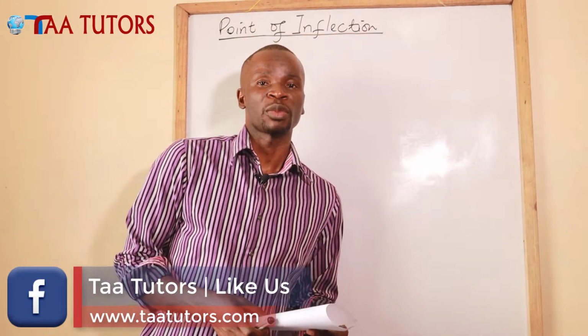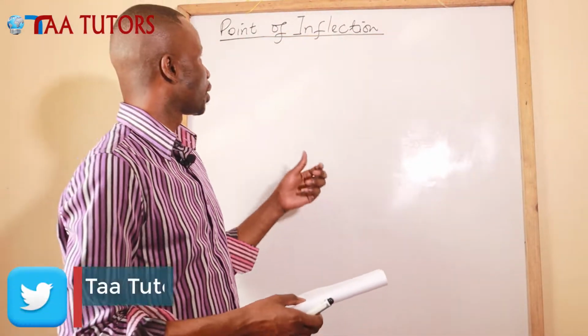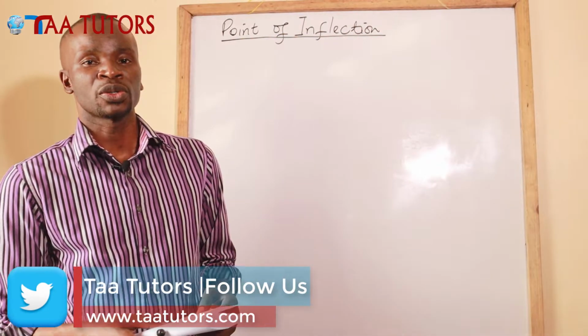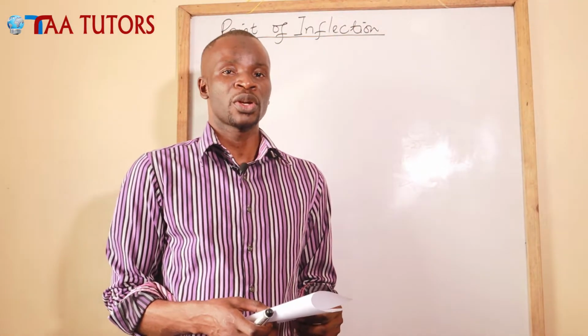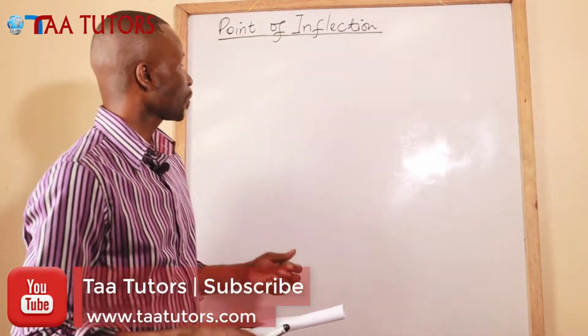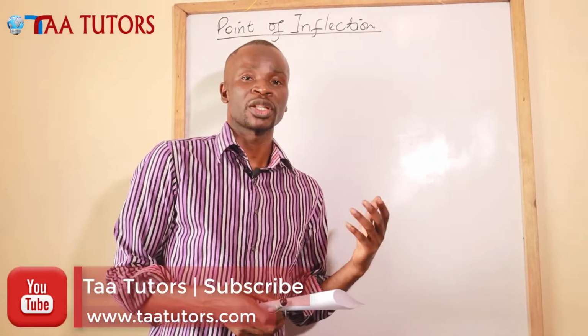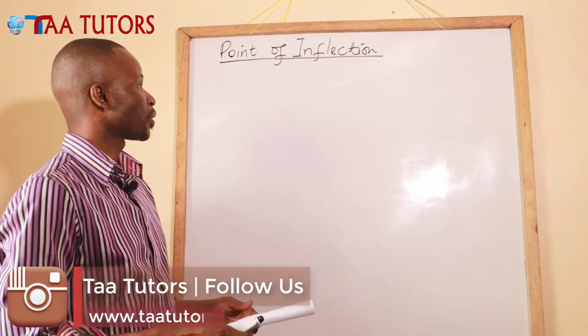You remember last time in our mathematics class we were talking about differentiation. Today we are talking about part of differentiation, that is how to determine the stationary point called the point of inflection. We have looked at the first kind of stationary point, the turning points. Today we want to look at the point of inflection.